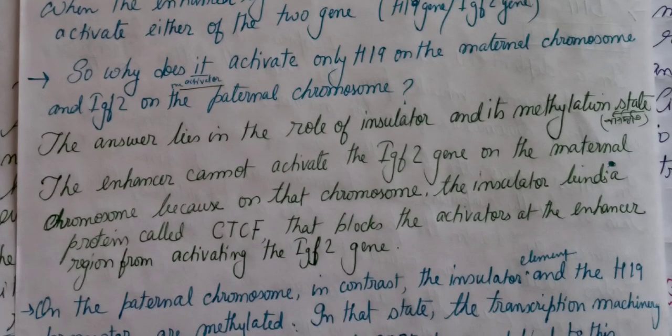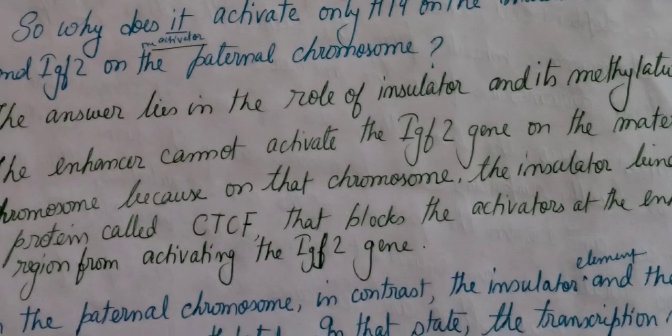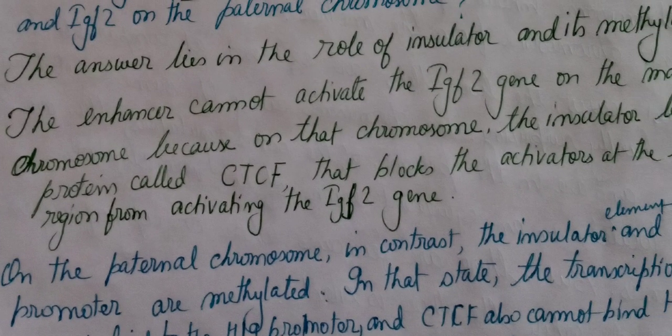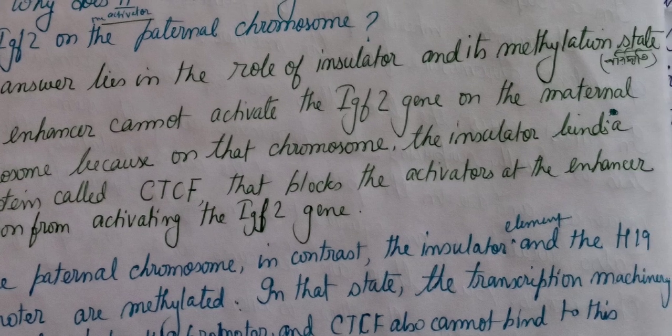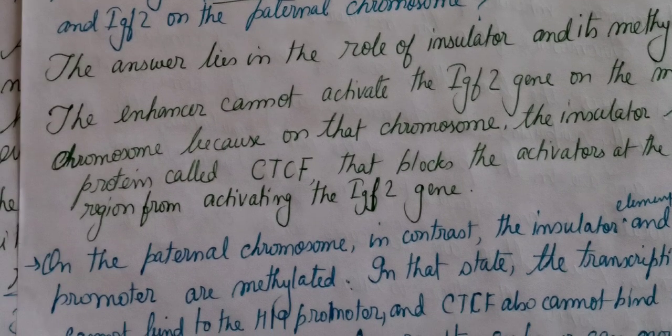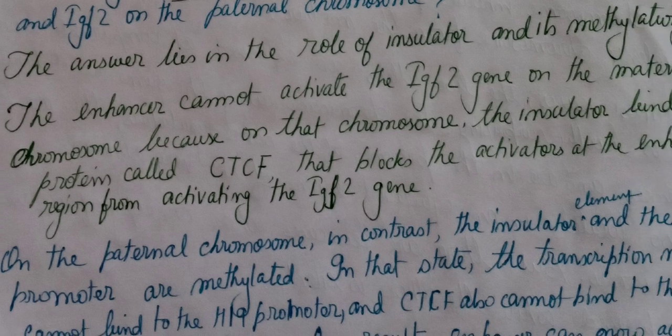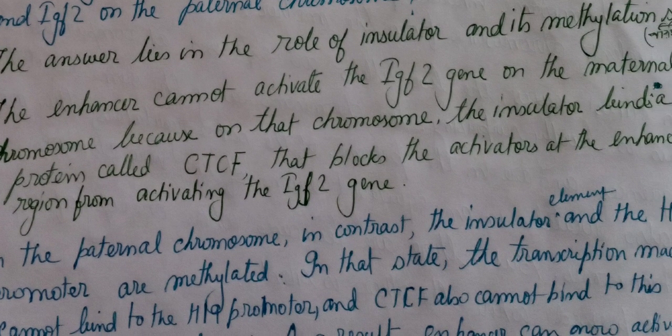So it has been shown that the insulator binds to a protein called CTCF that will block the activators at the enhancer region from activating the IGF2 gene. CTCF is blocking the activators so that they cannot access or activate the IGF2 gene, while CTCF permits the expression of the H19 gene on the maternal chromosome.